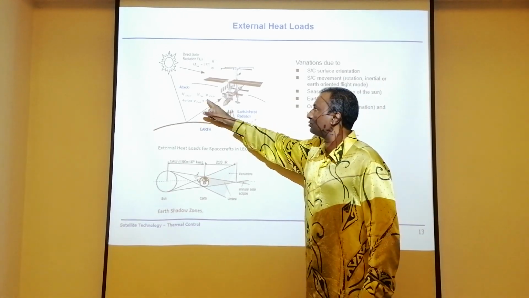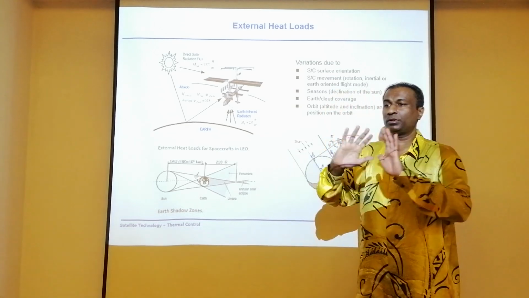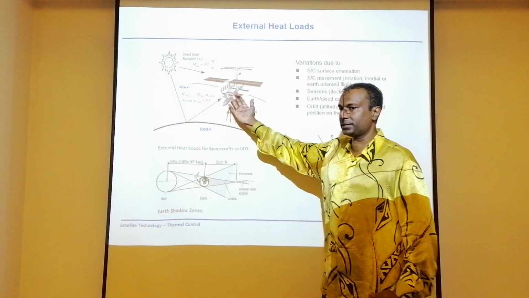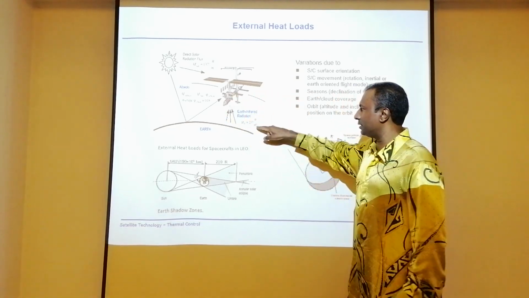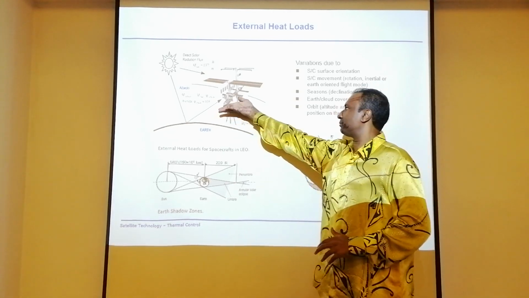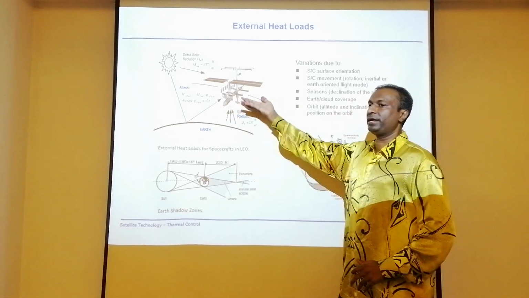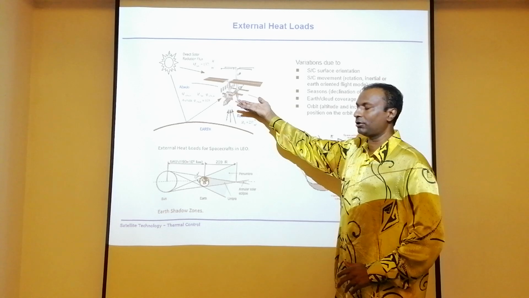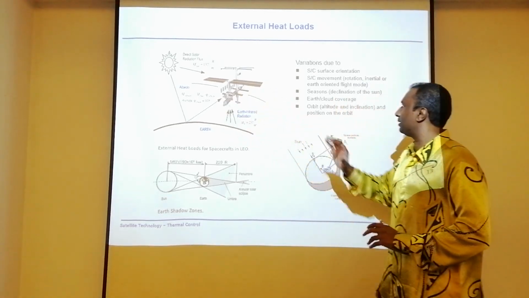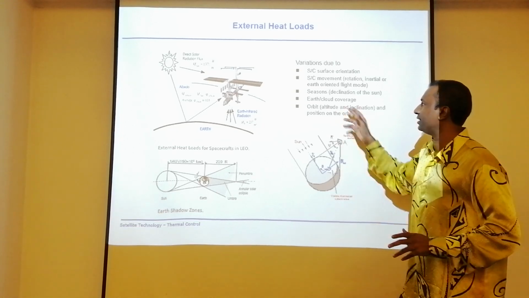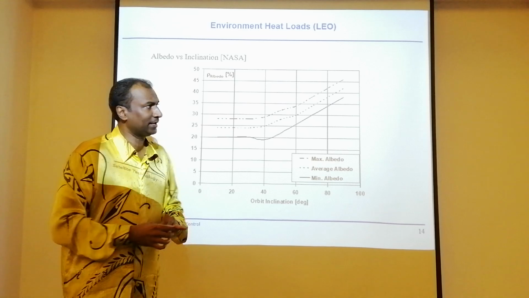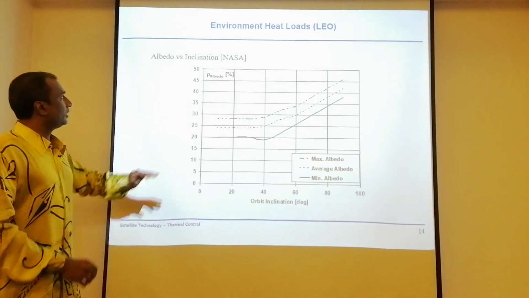More importantly, you must know how much of the surface is exposed to this albedo. The final one is the Earth infrared. Technically, all the areas facing below, normal to the orbit, will be exposed. You can calculate it. So this is the typical one you have. We have already discussed this as well. Go on.